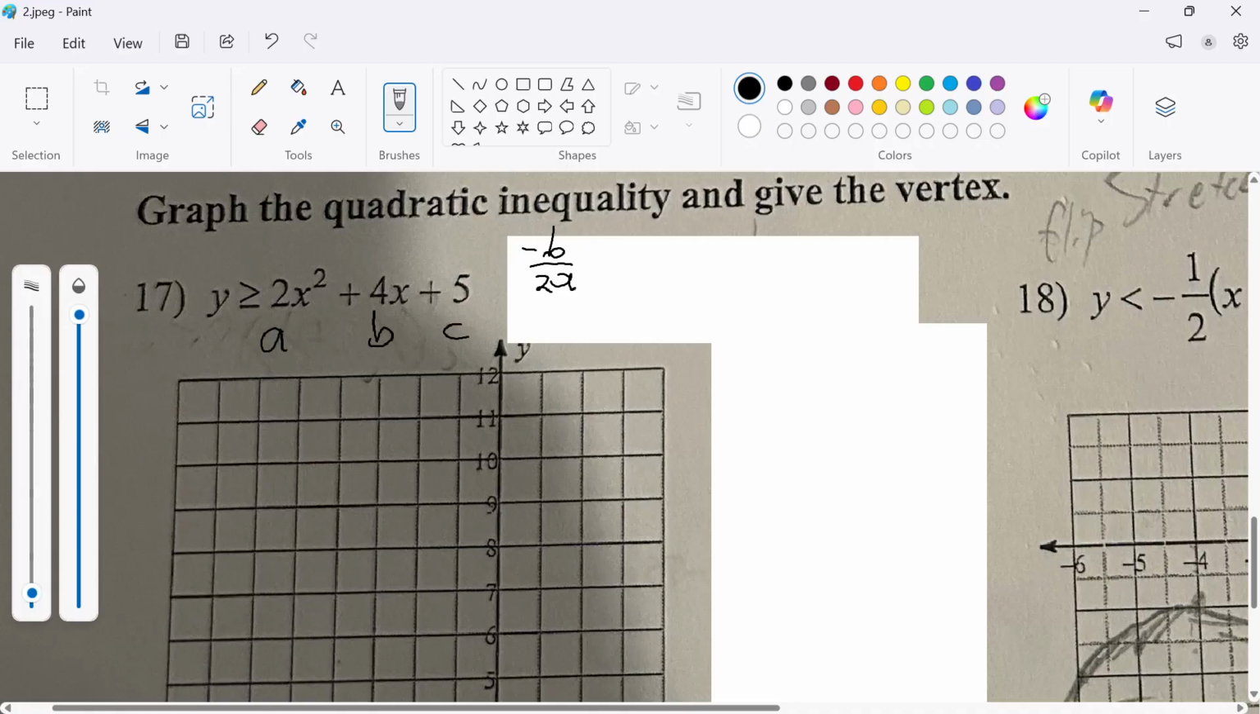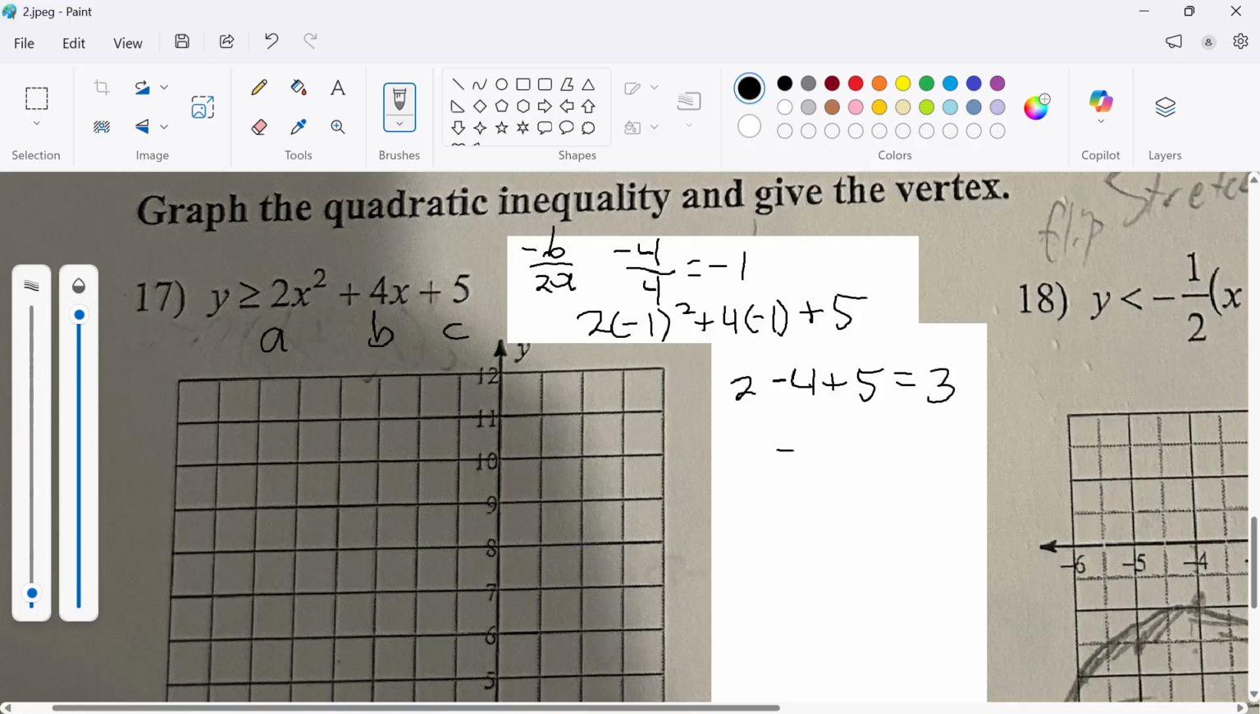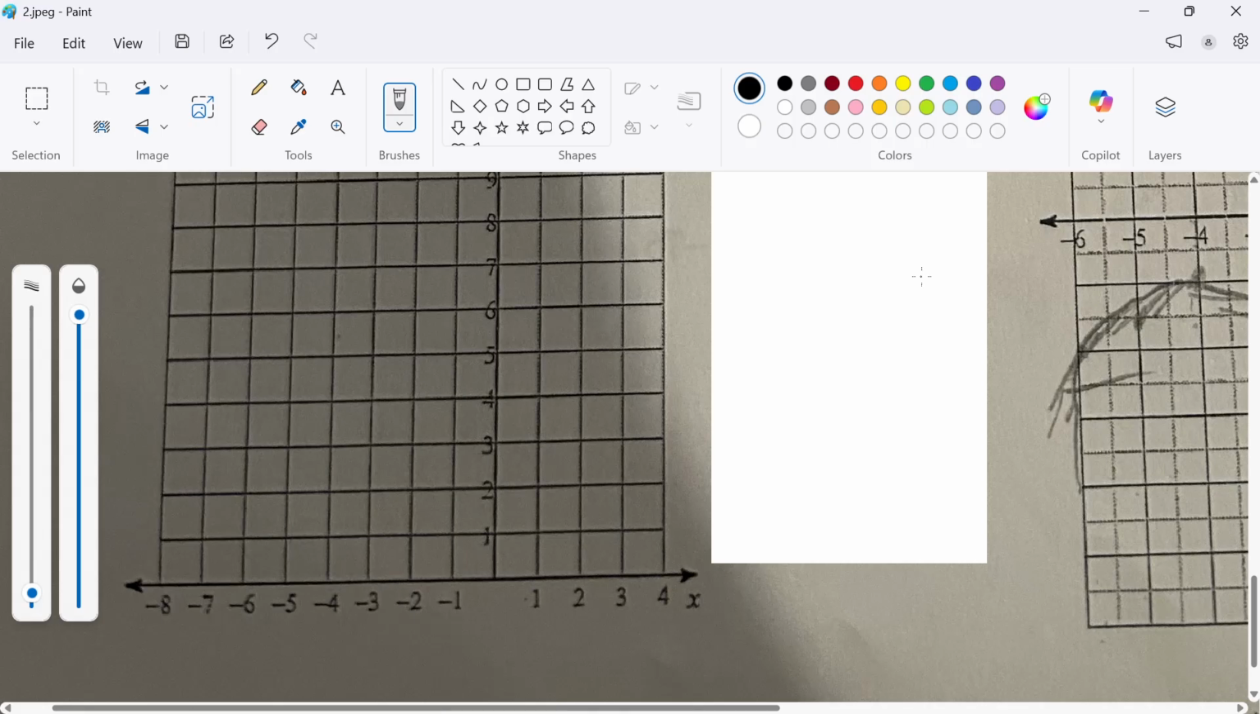So I'll show that first and graph it, and then I will do it the other way to turn it into vertex form. So negative b is negative 4, divided by 2 times 2, which is 4, which is negative 1. So that's the x coordinate of the vertex. If I plug that back in, 2 times negative 1 squared plus 4 times negative 1 plus 5 is 2 minus 4 plus 5, which equals 3.